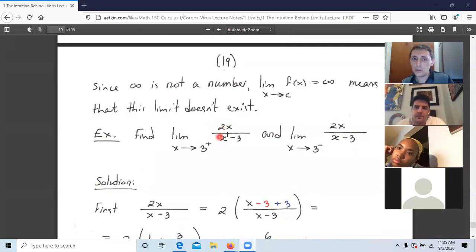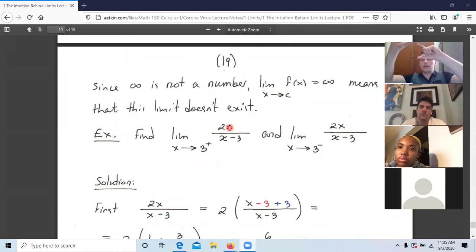Good. What do you get on the bottom if you plug in 3 plus? And be very careful about it. A 0-like number, but here it's important: 0 plus or 0 minus? 0 plus. Beautiful, because it's slightly bigger than 3, so it'll be 0 plus. So you essentially have 6 divided by 0 plus, which means 6 divided by 1 over a million, right? That means essentially 6 times a million, because dividing by 1 over a million, you just take the reciprocal. So the answer is positive infinity.